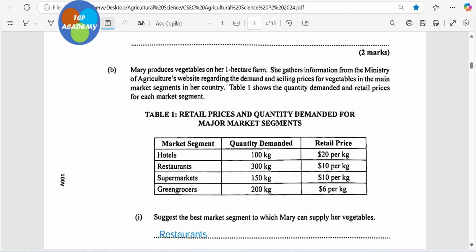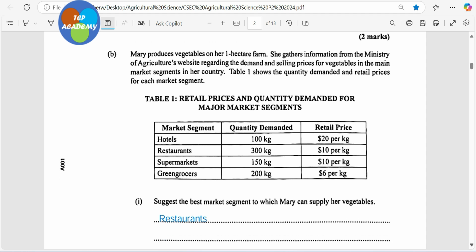It is somewhat like the Chinese. You are getting a lot of things, so the profit is on the bundle, not on the unit. So with the hotel, the profit is more like on the unit, and for the restaurant, it's like on the bundle. So for me, it's going to be the restaurant that is going to be the best market segment for this particular case. Remember, it can shift depending on the retail price and the quantity demanded.